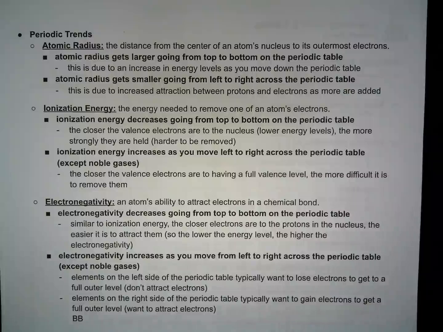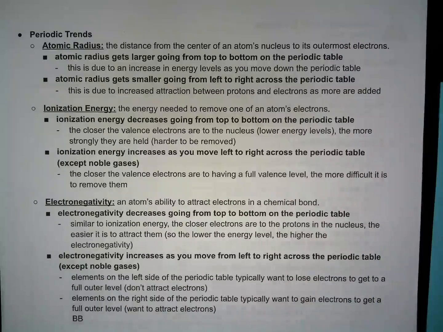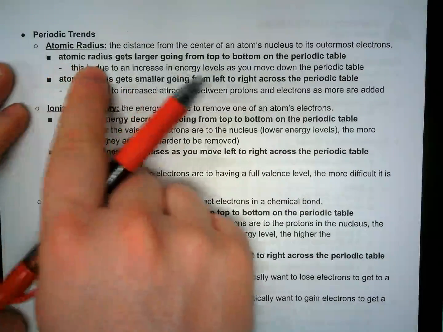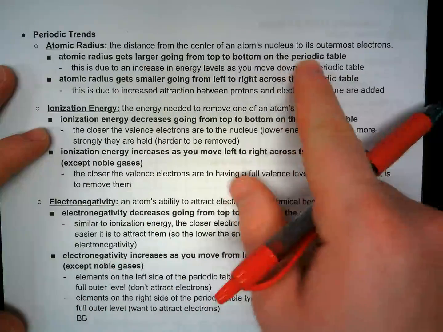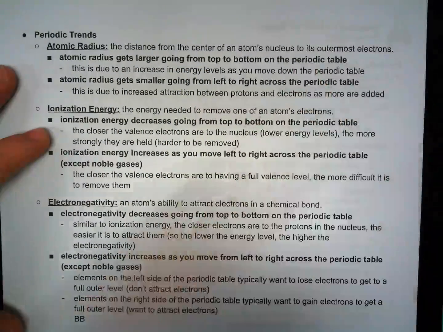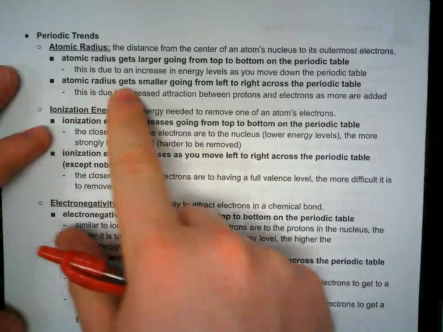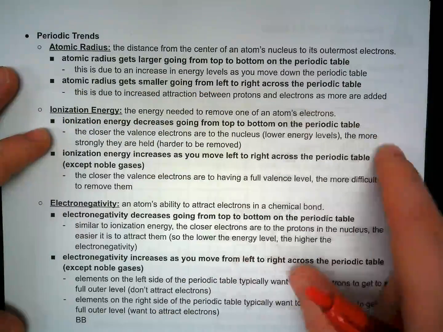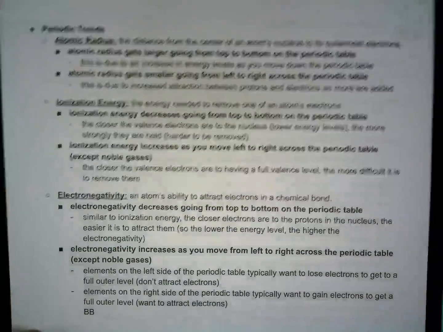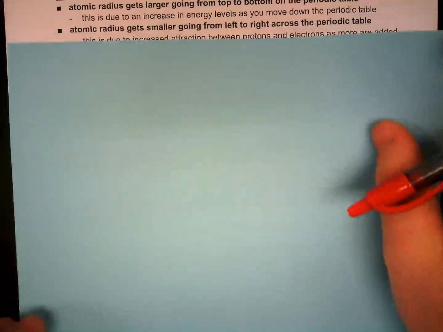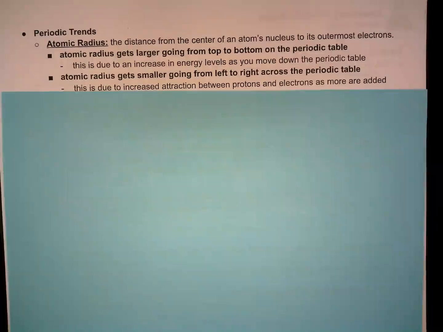Atomic radius is the distance from the center of an atom's nucleus to its outermost electrons. And remember, those outermost electrons are your valence electrons. Atomic radius gets larger going from the top to the bottom of the periodic table, but the radius also gets smaller going left to right. Let's first tackle what it looks like when atomic radius increases as we go from top to bottom.